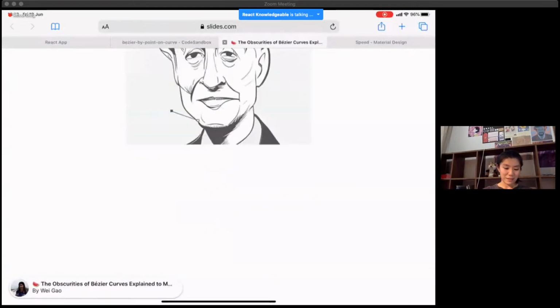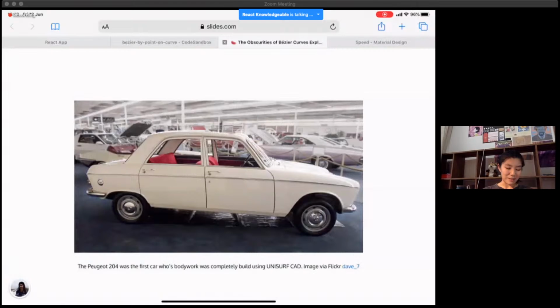Sorry for skipping a few slides. This was the Renault car. That was the first car designed using the Unisurf CAD, which was the method that Bézier developed.